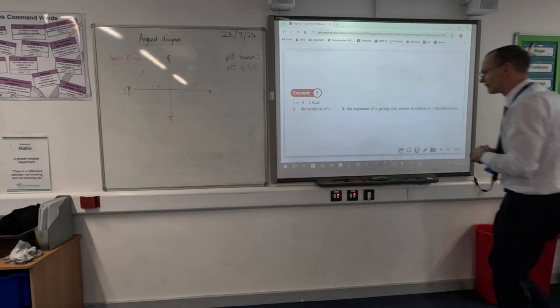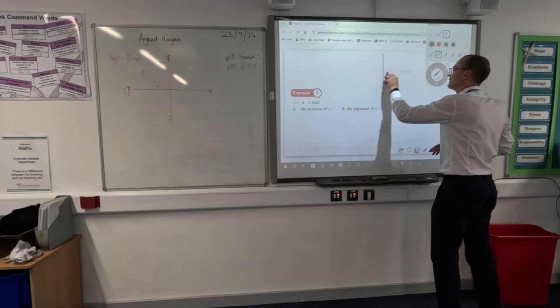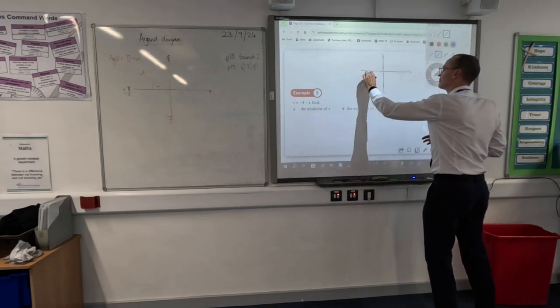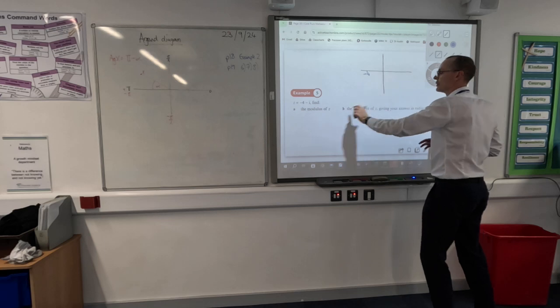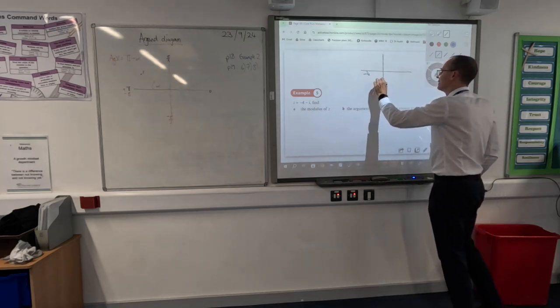Start with an Argand diagram, though. Start with sketching. And of course, this is -1i, so that's all. Well done, Ruby.